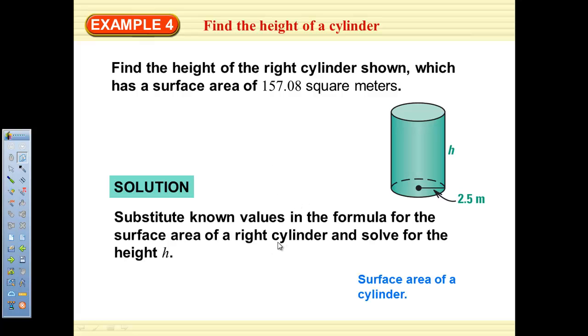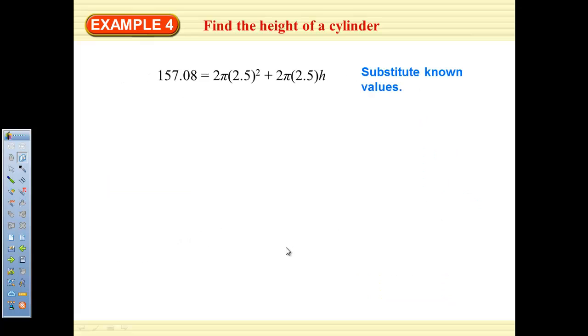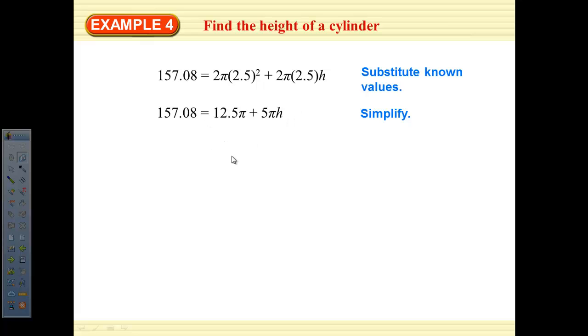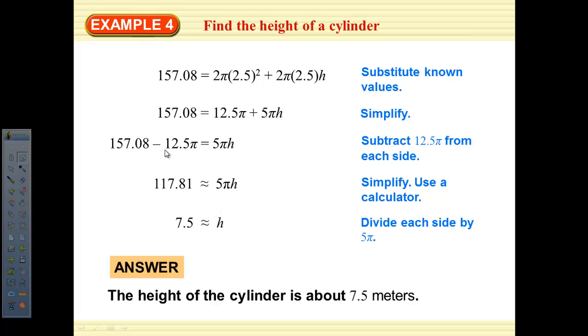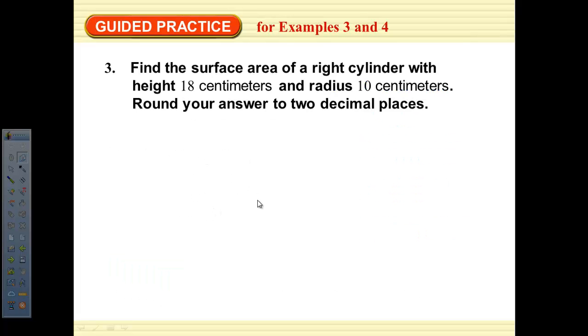So again, we just plug in all the values for the things that we know, and we get this. We're going to go ahead and simplify. We get something like that. We subtract the 12.5 pi. We divide both sides by 5. We get 117.8. Divide both sides by 5 pi. And we get about 7.5. So our answer is 7.5 meters.